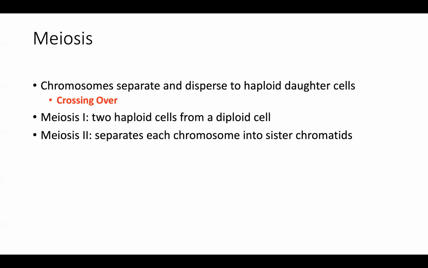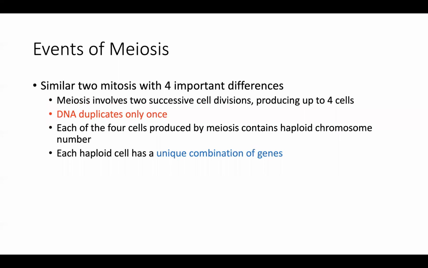Meiosis I looks just like what's happening during mitosis. 2 haploid cells are going to be formed from a diploid cell. Then meiosis II takes place where again, there's going to be separation of these chromosomes into sister chromatids.